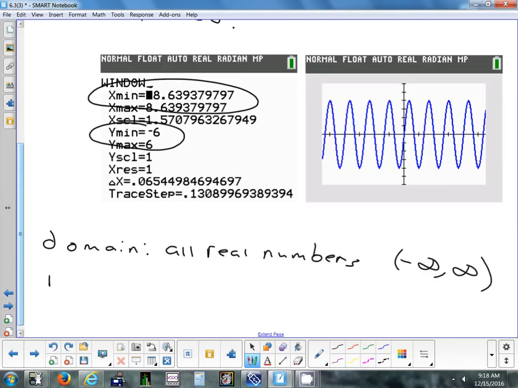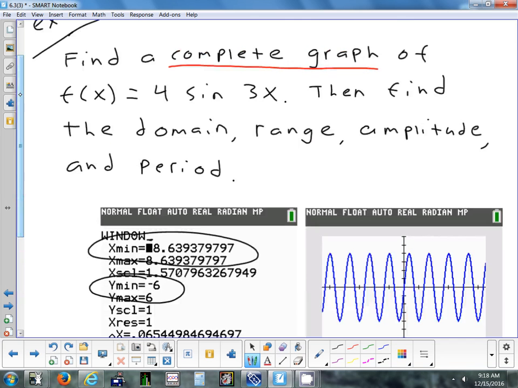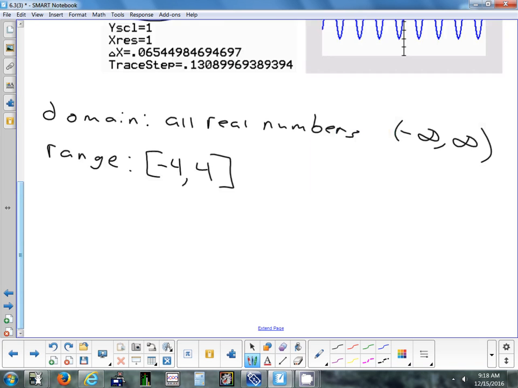Same thing. How about the range? Is the range negative infinity to infinity? No. There's limits on this. If you're not sure, you could do second calc, max and min, but from looking at the problem, you should kind of know. Including it or not including? Yes, you will reach -4 and +4.